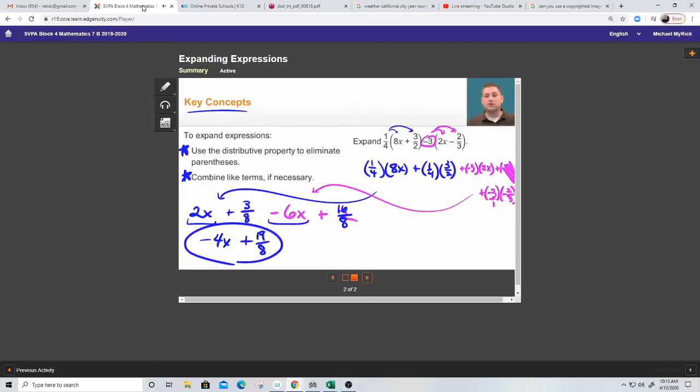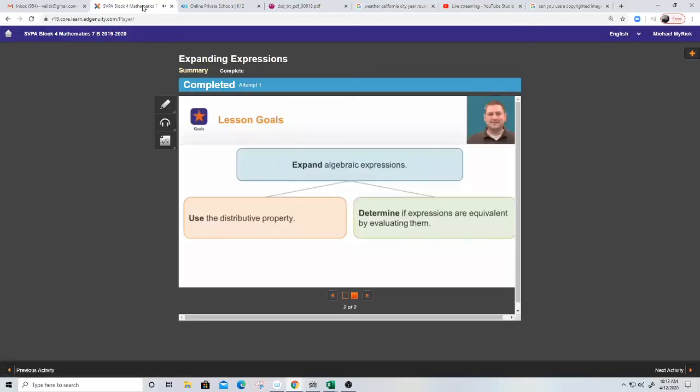So, my expression can be simplified to a negative 4x plus 8.